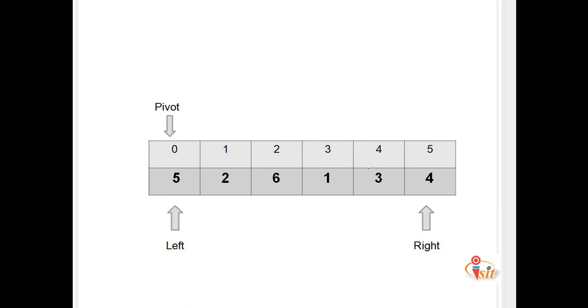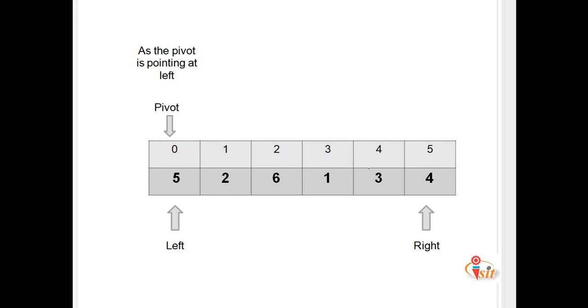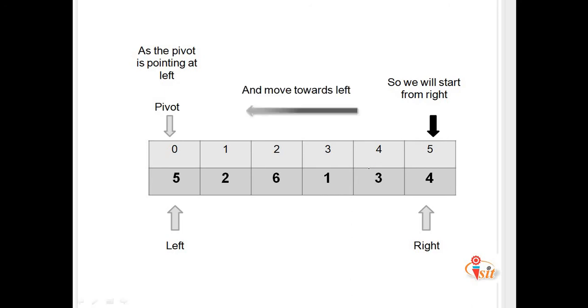If the value of left is greater than or equal to right, it means that left and right have come to the same position. That point we are going to call the new pivot, and again we need to apply quick sort onto the left sub array as well as the right sub array of the new pivot point. Right now we need to remember that on the right side of the pivot we have the greater elements, and on the left side we have the smaller elements. As the pivot is pointing to the left, we will start from the right, which means we need to move towards the left.